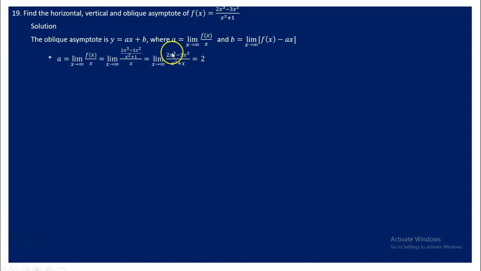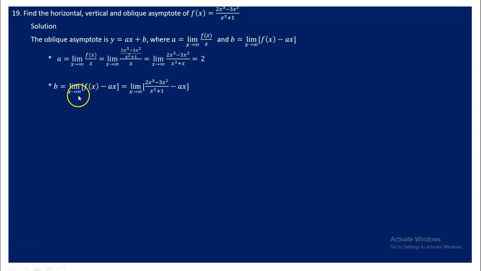So the degrees are the same. Look here, students, so we can take the leading coefficient ratio, and that is 2 divided by 1, which is 2. So as you see, 2 divided by 1 is 2, so the limit of this is 2, so your a value can be 2.